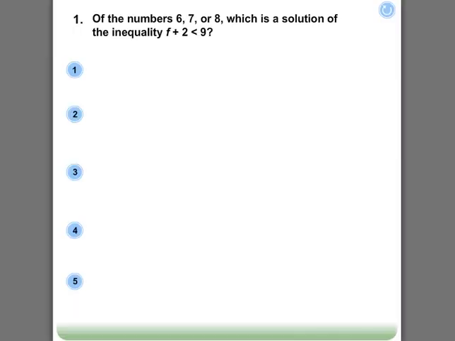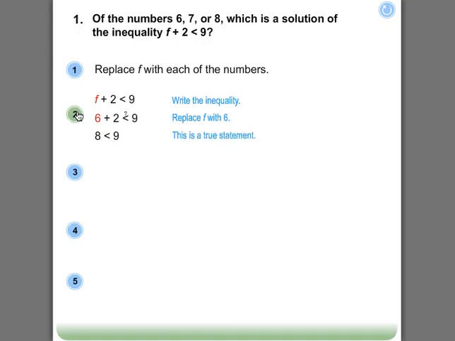Of the numbers 6, 7, or 8, which is a solution of the inequality f plus 2 is less than 9? So we replace f with each of the numbers. f plus 2 is less than 9. 6 plus 2 is 8, and 8 is less than 9. That's a true statement.